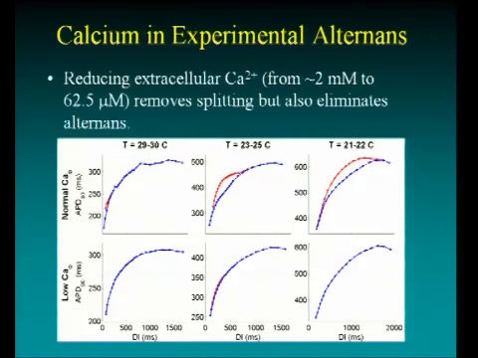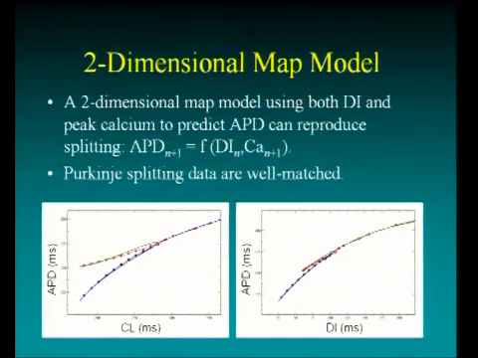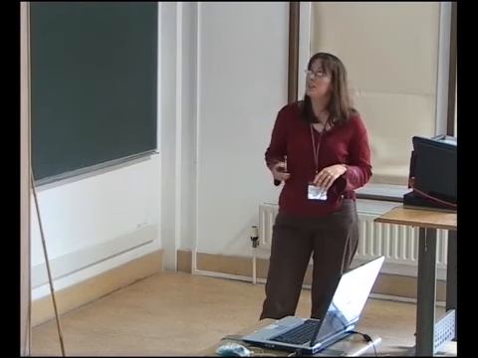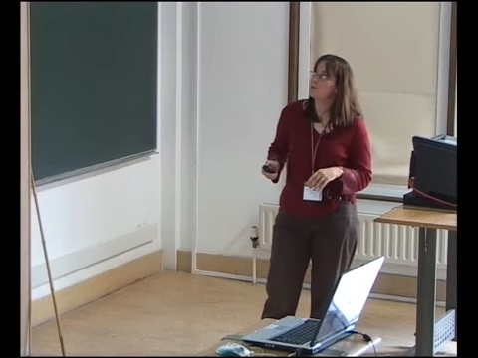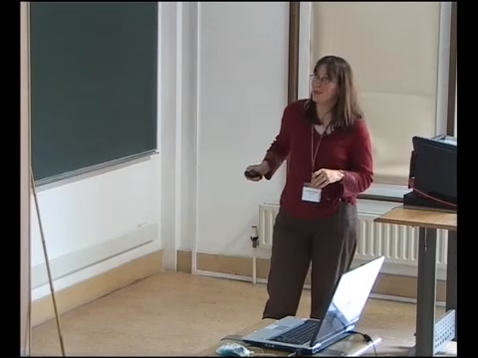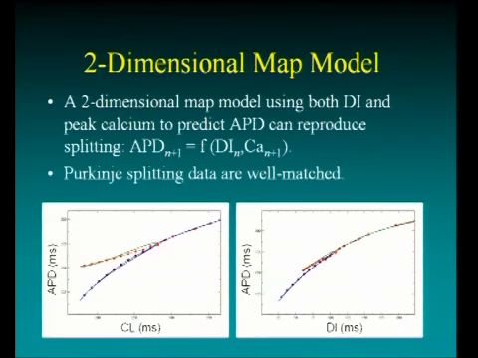So we have found that if we change the environment of these experiments by reducing extracellular calcium, we get rid of the splitting. It also eliminates alternans, but it does seem to indicate that calcium is likely to be involved. And indeed, we've done some work using a two-dimensional map model that basically includes a calcium concentration as well. So the APD is no longer a function solely of the preceding diastolic interval, but also of the calcium concentration as well.